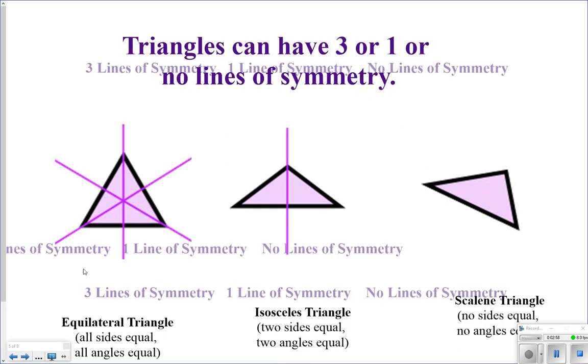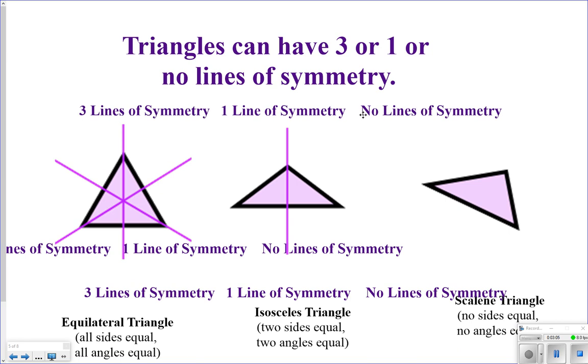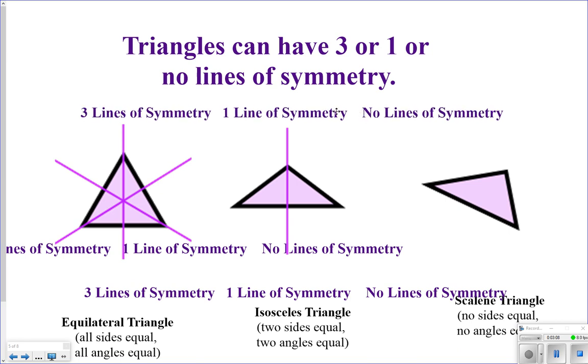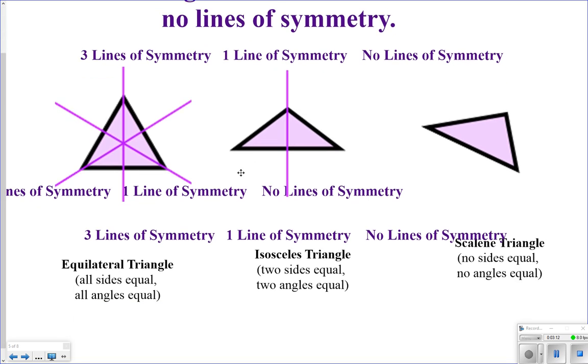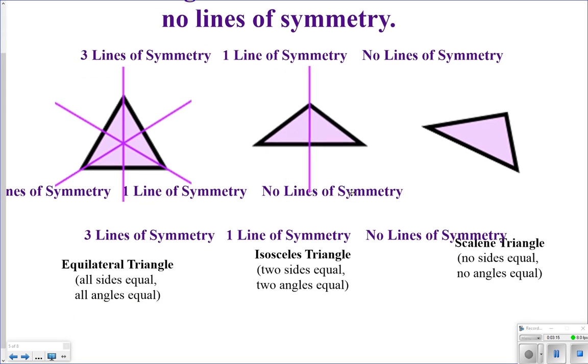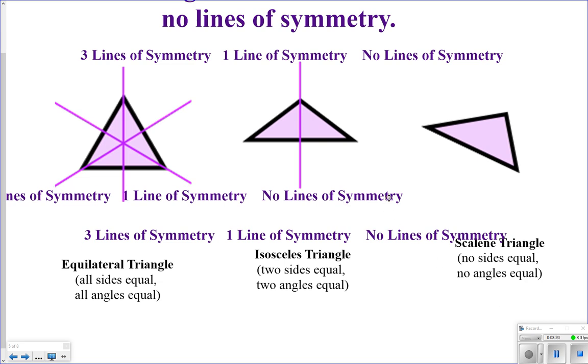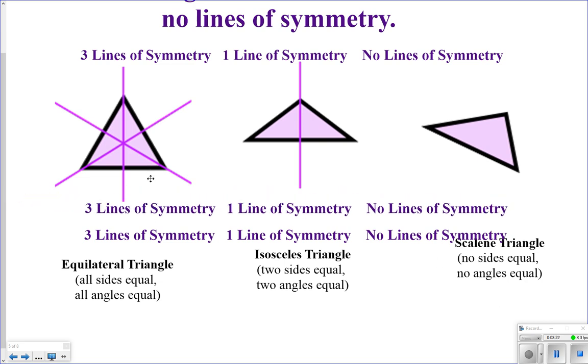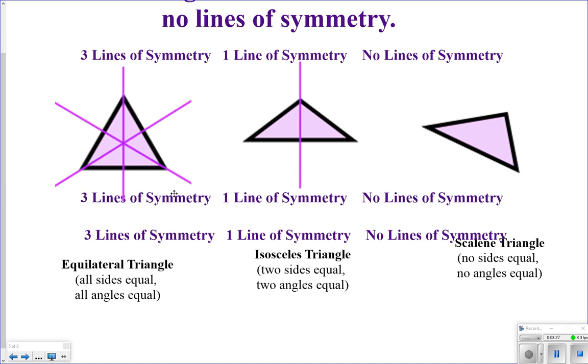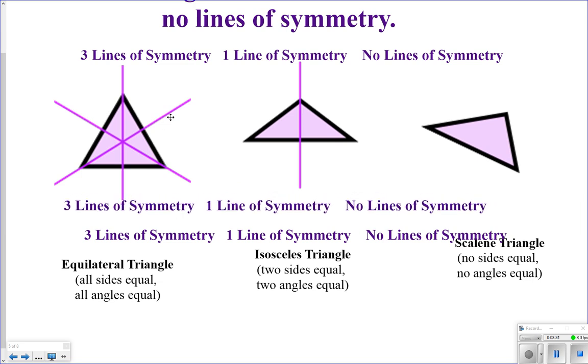Okay, triangles can have three, or one, or no lines of symmetry. Look with me. We have here different types of triangle. As you see with me, this one is an equilateral triangle. The equilateral triangle has three lines of symmetry, as you see here.